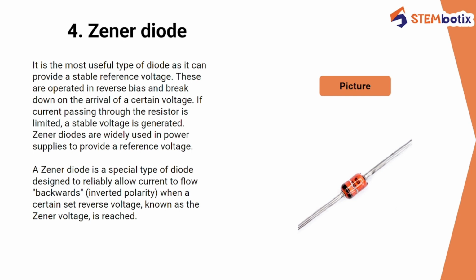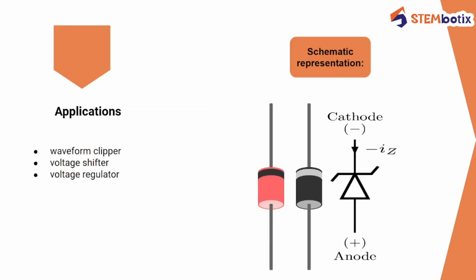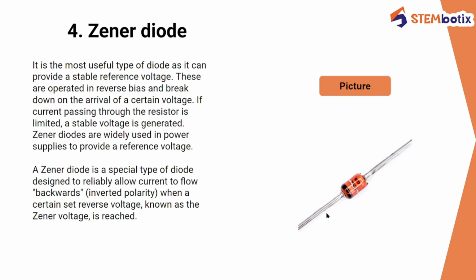A Zener diode is a special type of diode designed to reliably allow current to flow in the backward, or inverted polarity, direction when a certain set reverse voltage, also known as the Zener voltage, is reached. They allow current to flow in the backward direction. So this was the main function of a Zener diode. And this is how your Zener diode looks like. This is a pictorial representation of a Zener diode.